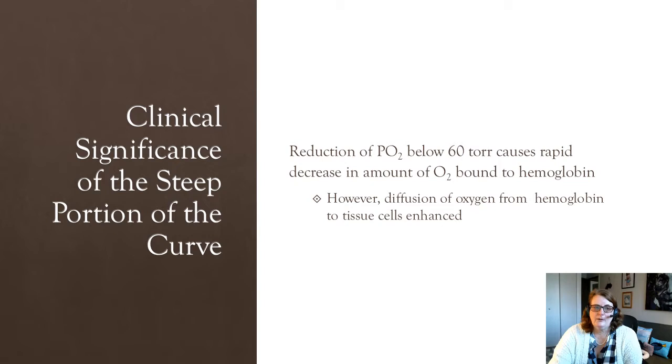However, let's talk about that steep portion of the curve that you saw, the part that's below the 90% level and the 60 PO2 level. Reduction of PO2 below 60 torr causes a rapid decrease in the amount of oxygen bound to hemoglobin. However, diffusion of oxygen from the hemoglobin to the tissues is enhanced at these low PO2 states.